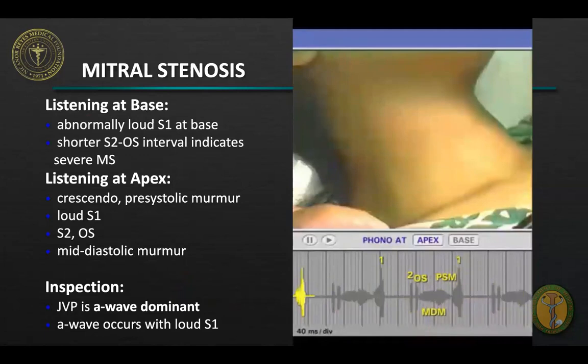When listening at the base, an abnormally loud S1 is heard. A shorter S2-OS interval indicates severe mitral stenosis. When listening at the apex, you will hear a crescendo pre-systolic murmur, a loud S1, S2, OS, and a mid-diastolic murmur. On inspection, you can see the JVP is A wave dominant. The A wave occurs with the loud S1.